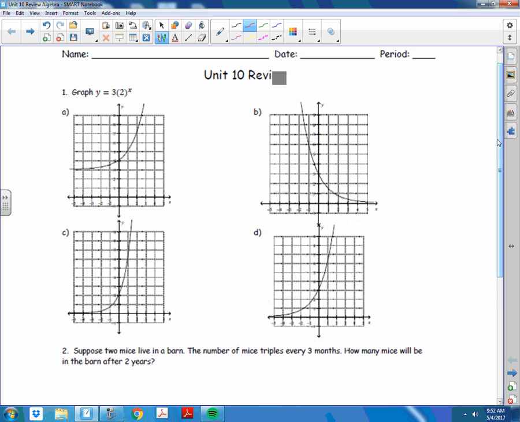So number one, it says graph y equals 3 times 2 to the x. Before you do anything, is this exponential growth or decay? How do you know it's growth, Avery? Because the base is greater than 1. So right off the bat, this one's out. Right off the bat, it's out. Because that's obviously exponential decay.